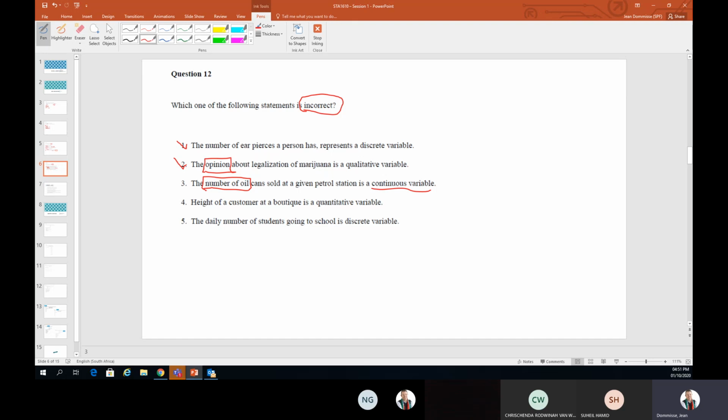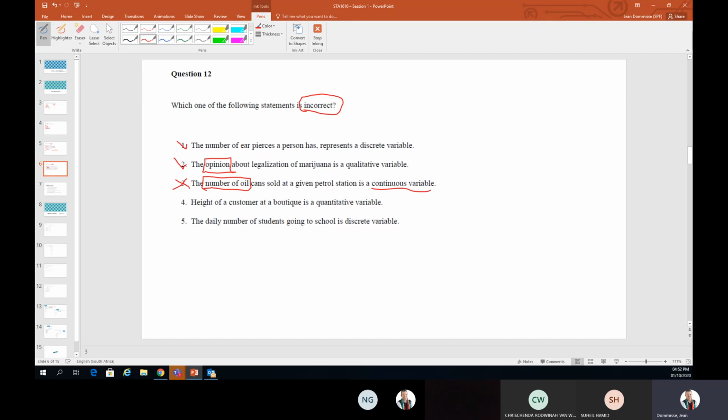So it will be 1 or 2 or 3 or 5 or 6 or 7. Again, you can't sell 1.25678 oil cans. You can only sell a discrete number of oil cans. So it will not be continuous, it will be a discrete number. So the number of oil cans must be discrete, so that one is the incorrect one.